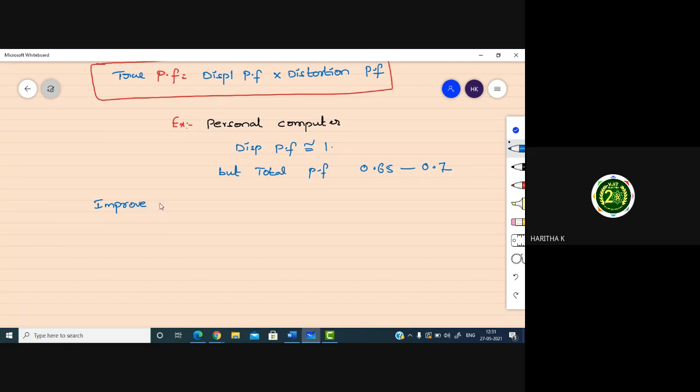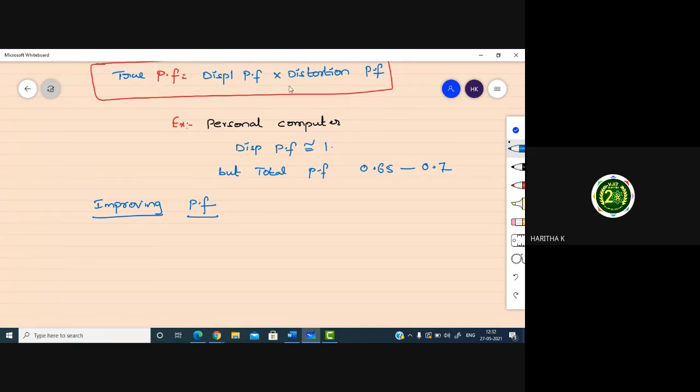How to improve the power factor? Improving power factor for non-linear loads. How can we improve this power factor? By correcting both displacement factor as well as the distortion power factor. Then only we can correct the total power factor of this non-linear load. This is true power factor or total power factor for the non-linear load.